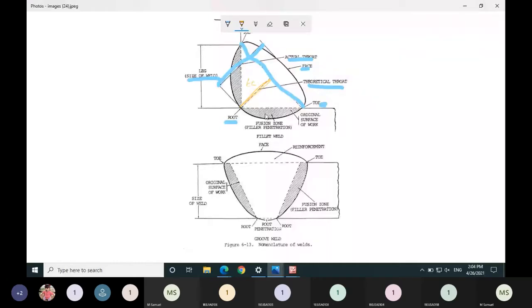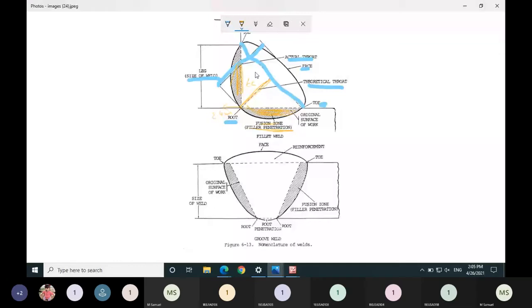See here, this is the fusion zone or filler penetration. The weld is penetrated into the parent metal, right? At the root, if it is penetrated by greater than 2.4 mm, or it could be zero penetration at the root, right? If it is penetrated by 2.4 mm at the root, then it is called deep penetration. Okay, so leave it at that level.